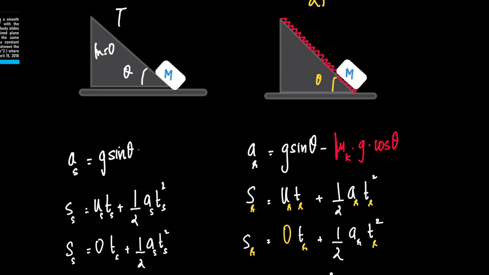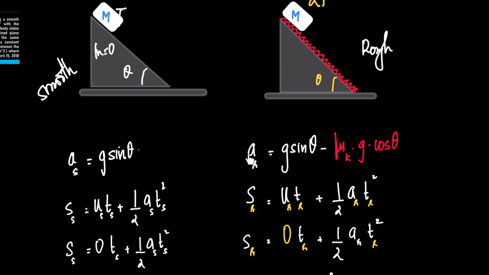Comparing the motion of this body along two planes, smooth and rough, let me make a note of that as well. So this is the smooth plane and this is the rough plane. Acceleration along the smooth plane will be equal to g sin theta, and acceleration along the rough plane would be equal to g sin theta minus mu k g cos theta, right?